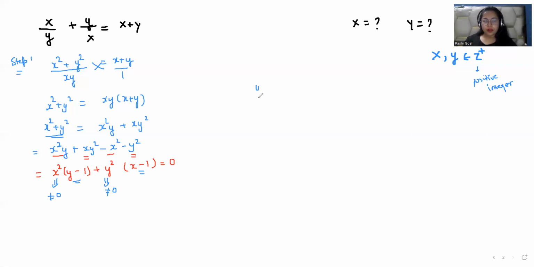So if y minus 1 equals 0, then the value of y is 1. And if x minus 1 equals 0, the value of x is 1. So for this expression, the value of x is 1 and y is also 1.